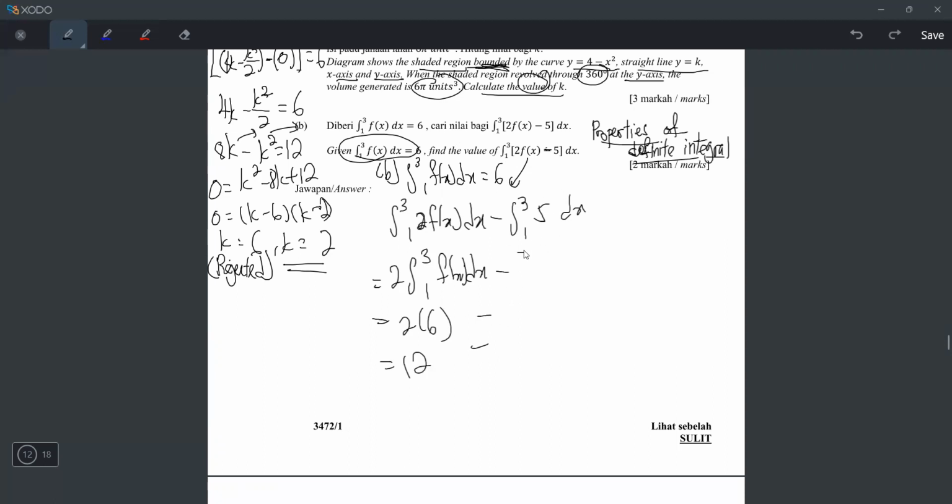This one just integrate yourself. Integrate 5 is 5x, from 1 to 3, with open bracket, small bracket minus small bracket. Why are there 2 brackets? Because one bracket is to substitute 3, one is to substitute 1. So 3 times 5 is 15, 1 times 5 is 5, 15 minus 5 is 10. So 12 minus 10, the answer is 2. Let me just check with the scheme quickly. Okay, yes, correct, right? So I'm done with this question.